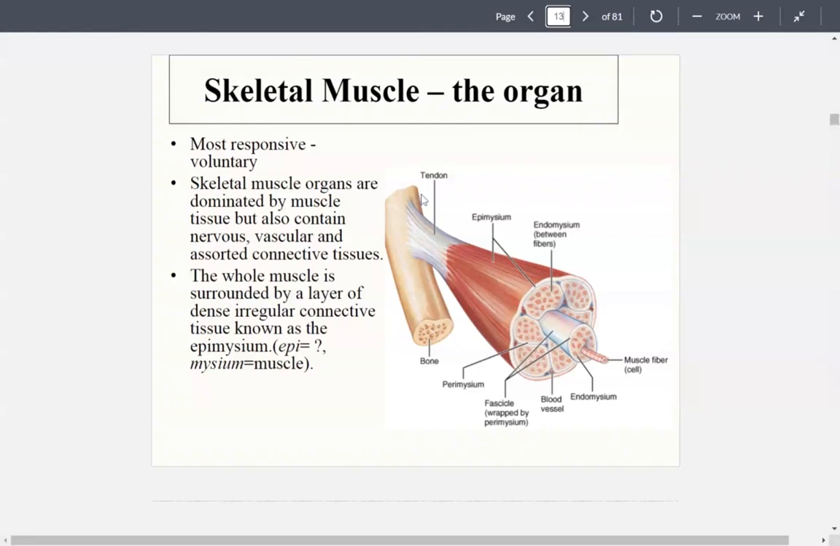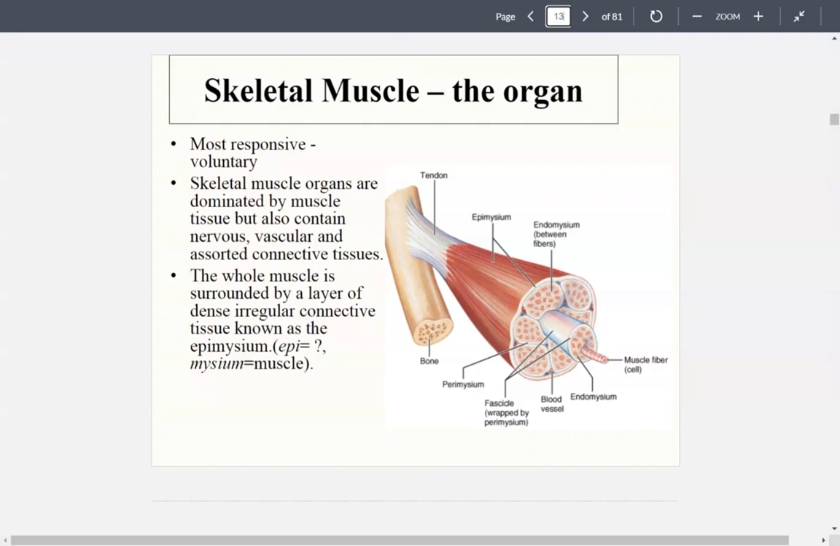All right, let us discuss skeletal muscles. Skeletal muscles are the most responsive muscle tissue, and this is partially because they are the only voluntary muscle tissue. The reason it is voluntary is because we can actively control it. I can decide to do a bicep curl, to do a squat, to stand up, sit down, walk, whatever the case may be, whatever action it is.